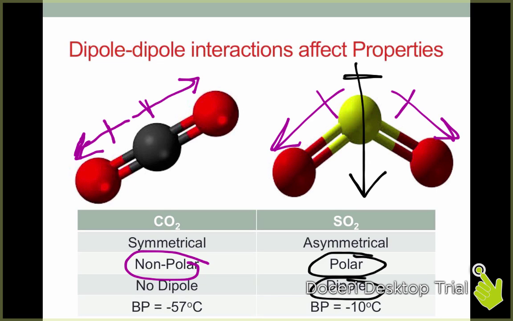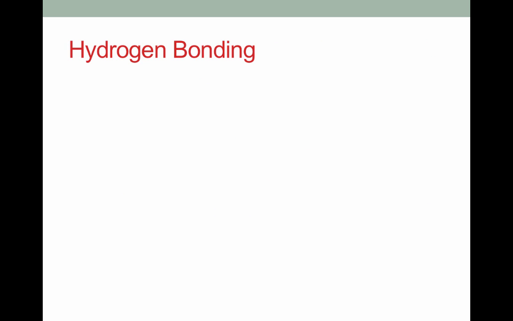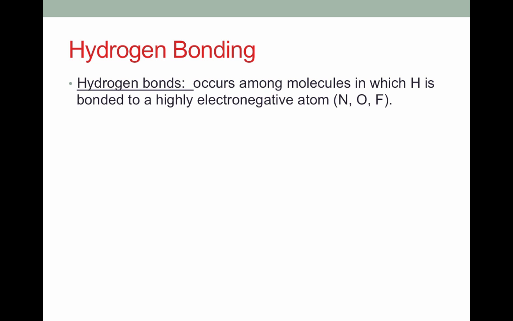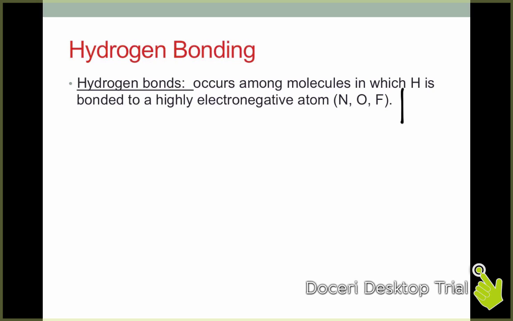Notice that the boiling point of SO2 is much higher than the boiling point of CO2. Because of its dipole-dipole interactions, the molecules are more difficult to separate from one another because they attract to one another. Finally, let's move on to the strongest of our intermolecular forces, hydrogen bonding. Hydrogen bonding occurs among molecules in which hydrogen is bonded to a highly electronegative atom. So when you have molecules that contain HO bonds, HN bonds, or HF bonds, you will have hydrogen bonding between molecules.